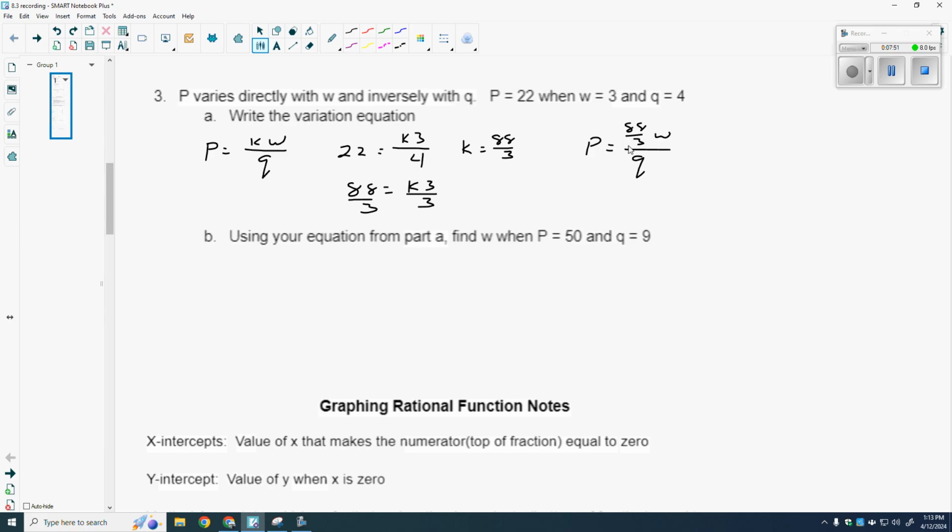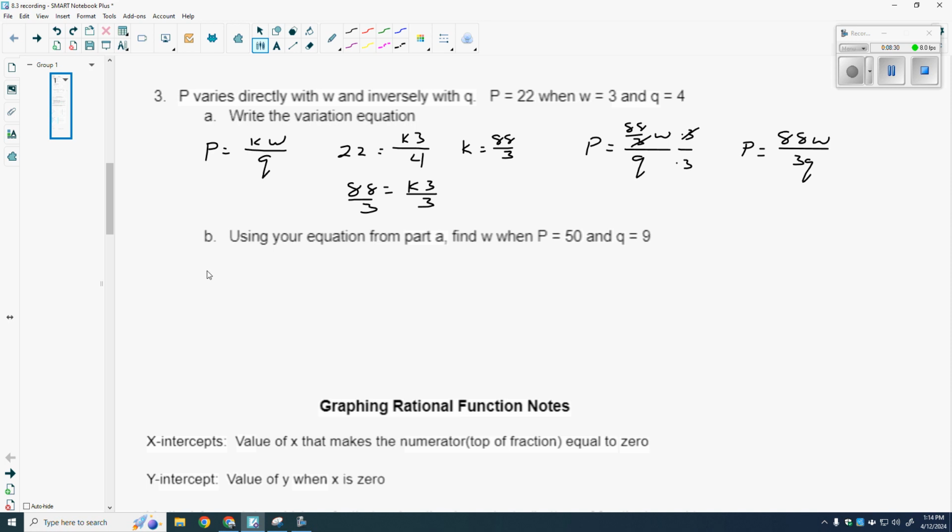Okay, I'm going to tweak this a little bit. Why? I'm not supposed to have fractions inside of a fraction, so I'm going to multiply top and bottom by 3 in order to get this fraction to go away. And my equation is going to be P equals 88W over 3Q. Multiplying this by 3 makes the fraction go away, which is what I wanted, and then it's just 3 times Q. I multiplied top and bottom by the same value, so I really just multiplied by 1. Multiplying by 1, we know, does not change the value of my fraction. It just changes what it looks like.